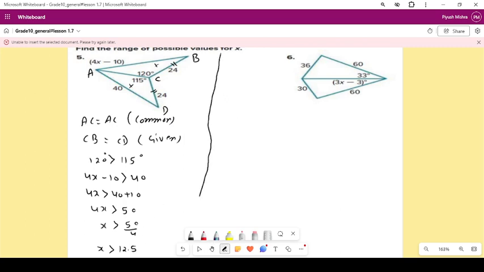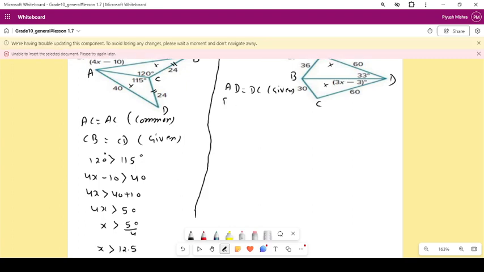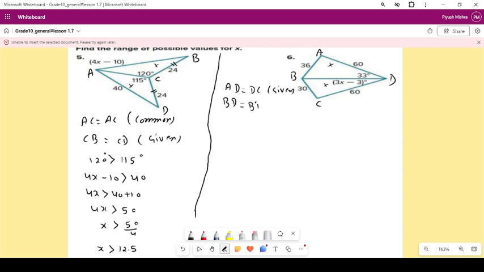In the next question, it is telling me to find the value of x again. So again I will be writing A, B, C, D. I have given the names. I will check these two triangles. Let's start here. I can see that AD is equal to DC. This is given. After that, BD is equal to BD. This is common. And the third thing, AB is greater than BC. You can see AB is 36 and BC is only 30.